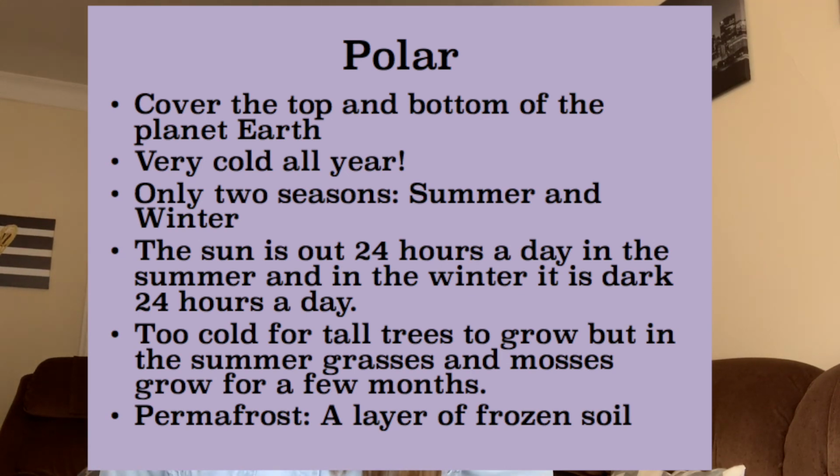So in both of these places, it's very cold all year long, but there are two seasons, summer and winter. During the summer, the sun is out 24 hours a day, but it does not rise high enough, so it's still cold. And during the winter, it is dark all day because the sun doesn't rise during these months. There's plenty of snow in both of these places, but very little rain, and it's too cold for tall trees to grow. But there is a layer of permafrost, which is a layer of frozen soil. In the summer, grasses and mosses can grow here for a few months.